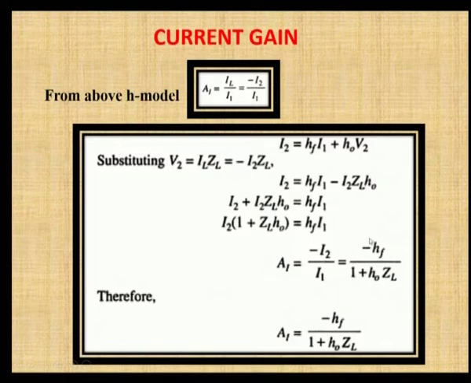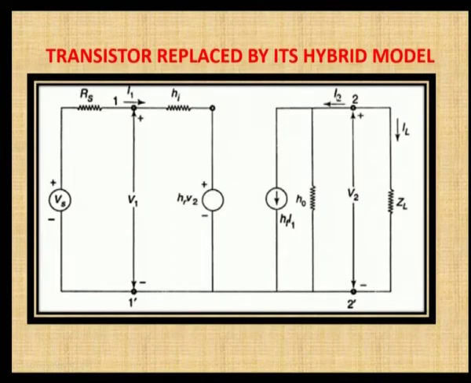And what is I2? I2 is the current flowing through this resistance. This can be written as HF I1 plus H naught V2. This is the current source, so you can straight away give HF I1, plus the current flowing through this admittance, because I2 is split here. So, H naught V2 you can write.